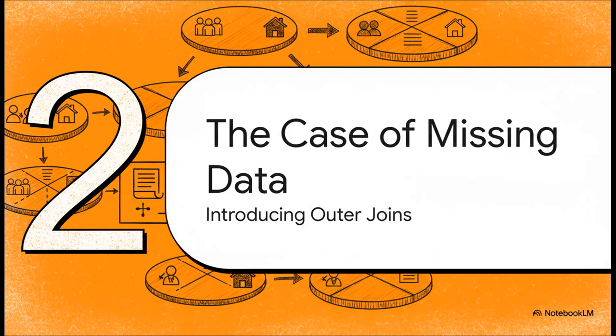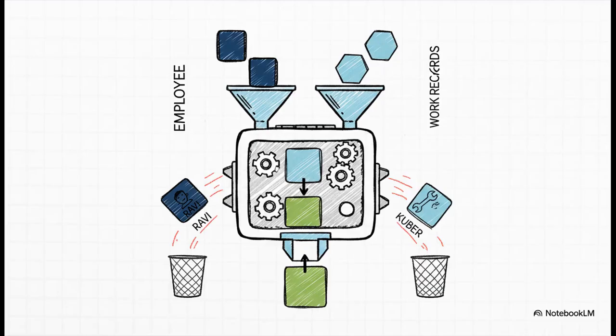And this brings us to a really crucial idea. Sometimes the data that's missing is actually just as important as the data that matches up perfectly. See, here's the catch with an inner join. Its biggest strength, that strictness, is also its biggest limitation. It just threw out Ravi because he didn't have a salary, and it kicked Kuber to the curb because he didn't have an address. So what do you do when you need to see absolutely everyone?